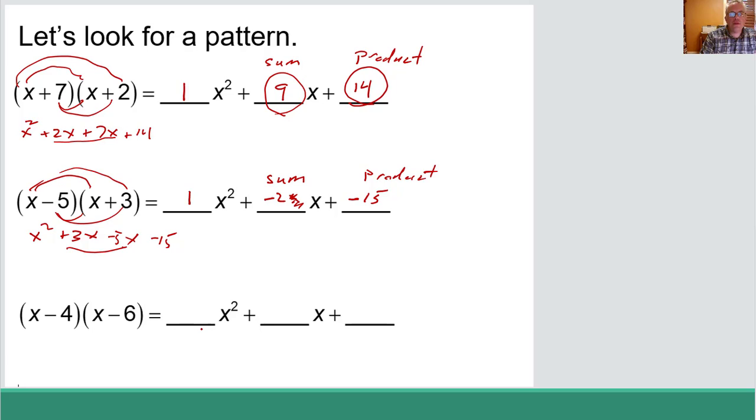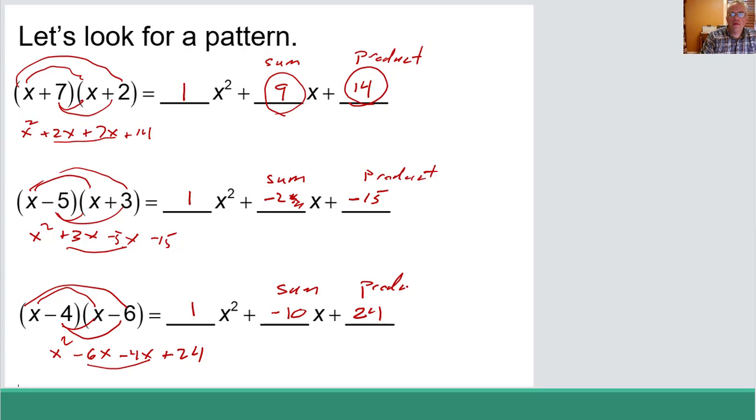Well, you're probably convinced already, but let's try one more. So x times x is x squared. X times minus 6 is negative 6x. Minus 4 times x is minus 4x. Minus 4 times minus 6 is a positive 24. So we get 1x squared. This is the sum of the two numbers. That would be plus a negative 10x or minus 10x. So this was the sum. And negative 4 times negative 6 is positive 24. That was the product. Okay, that's going to help us when we start with the right-hand side and want to get the left-hand side.